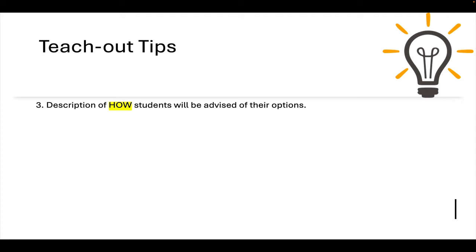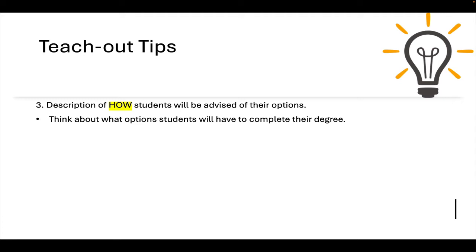Point 3, a description of how students will be advised of their options. Well, the first thing that you need to do for this, a good tip here, is to think about what options students will actually have to complete their degree. So it might be a situation where we're offering a program in Hattiesburg and online and on the Gulf Park campus. And so maybe we're removing the Hattiesburg offering. So what options do they have?